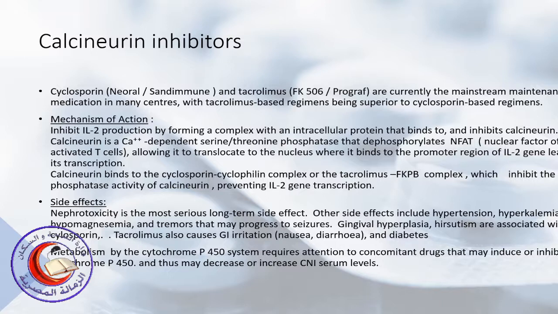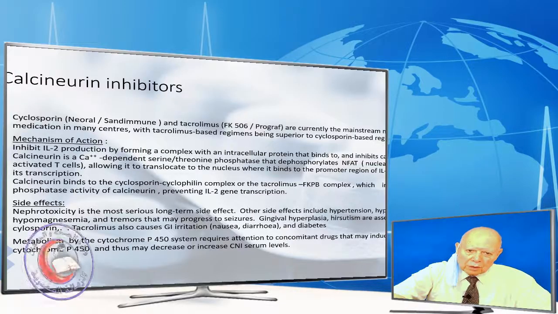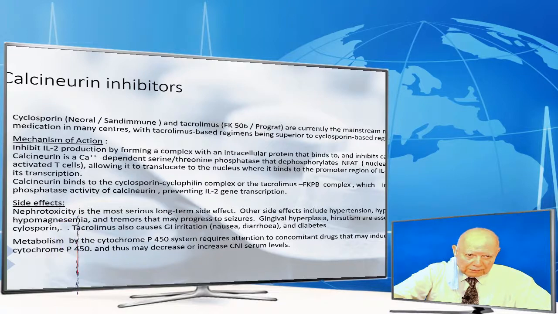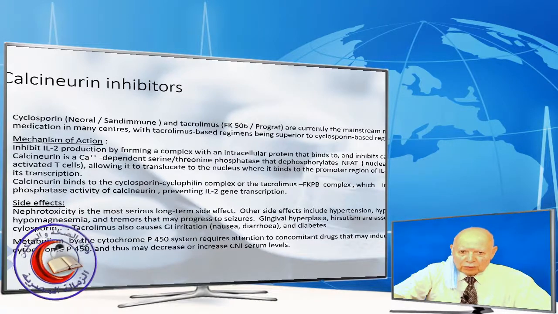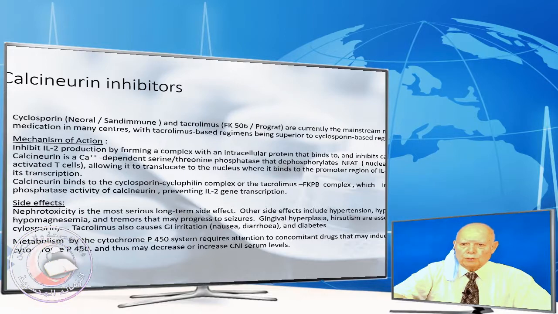Calcineurin inhibitors. These include cyclosporin, whose trade name is Neoral or Sandimmune, and tacrolimus, also known as FK506 or Prograf. These are currently the mainstream maintenance medication in many centers. Remember that different centers use different protocols. Tacrolimus-based regimens are superior to cyclosporin-based regimens, so centers which use calcineurin inhibitors prefer to use tacrolimus rather than cyclosporin.